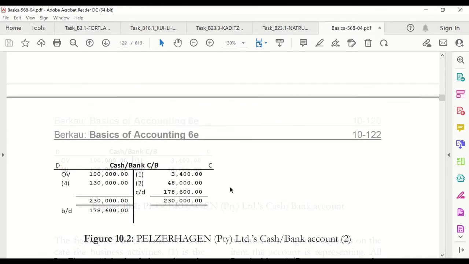In order to see the balancing figure, we have to balance off the account. That will result in the balance carried down, which is here on the credit side to the extent of 178,600, and a balance brought down to the same extent of 178,600. The cash bank account is debit balanced. The reason is that the balance brought down can be found on the debit side.